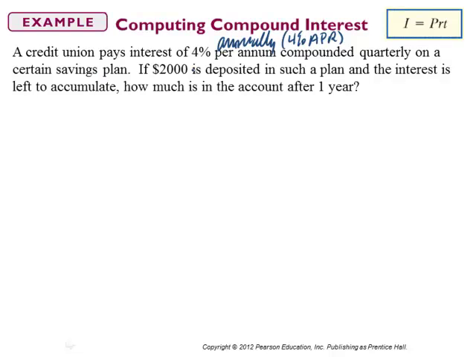If $2,000 is deposited in such a plan, so $2,000 is your principal here, and the interest is left to accumulate, how much is in the account after 1 year? So how compound interest works is that simple interest is applied once per period.